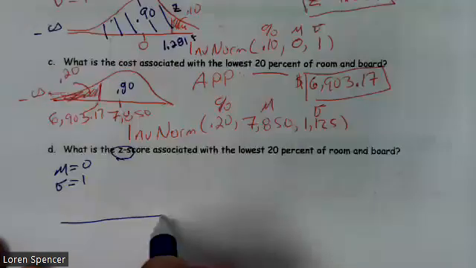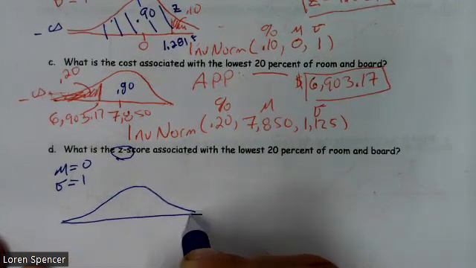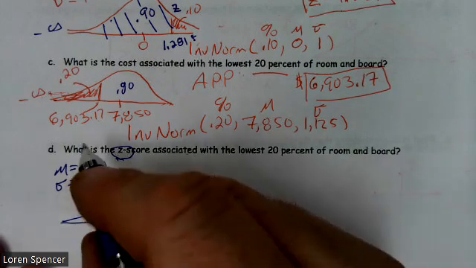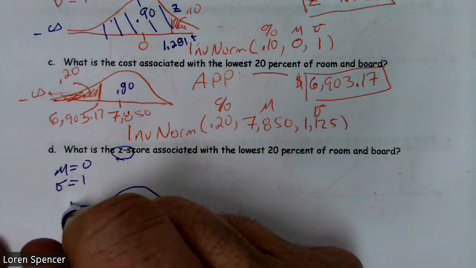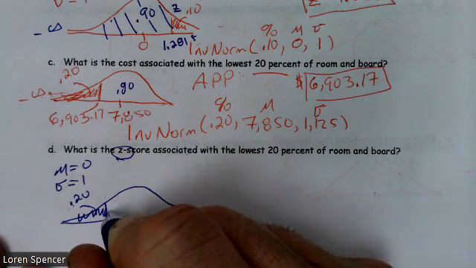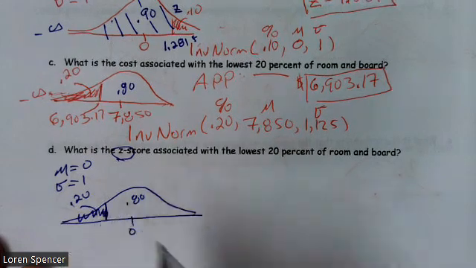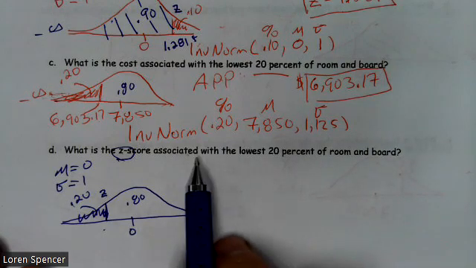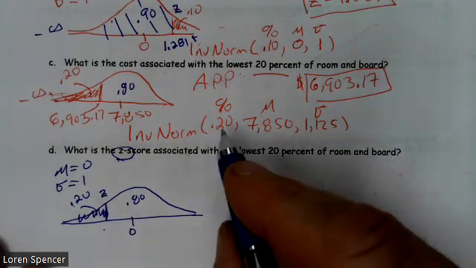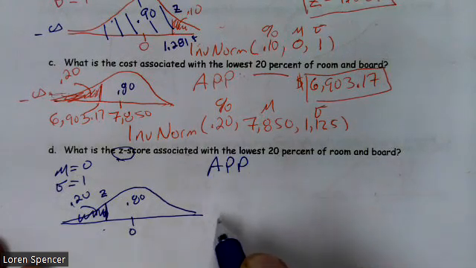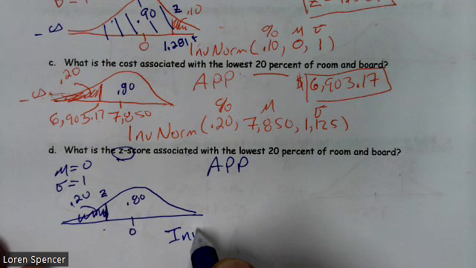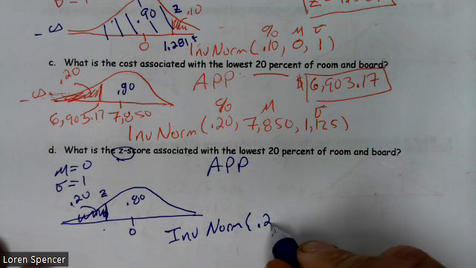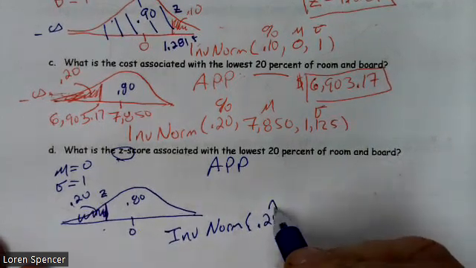So when I go ahead and draw this picture, my mean is not 7,850, it's 0. We're looking for an area of 0.20. Don't forget this area up here is 0.80, but all we care about is that. And I'm looking for a z-score right there. So anytime they give you an area, percent, or probability, you're going to go do an inverse norm. So my inverse norm is 0.20. That's my area. That's the first thing they'll ask for.